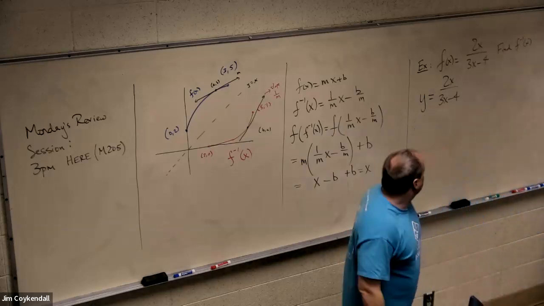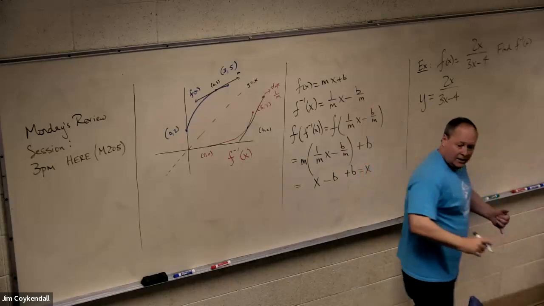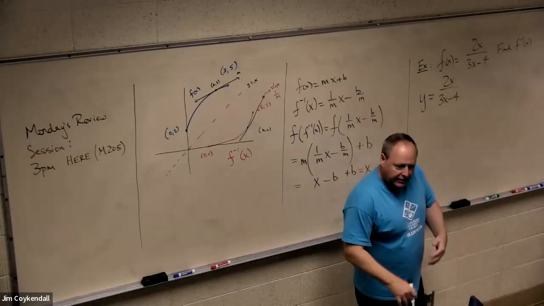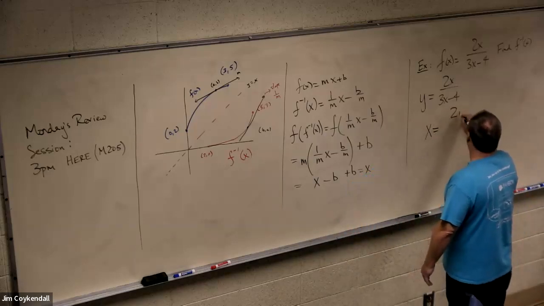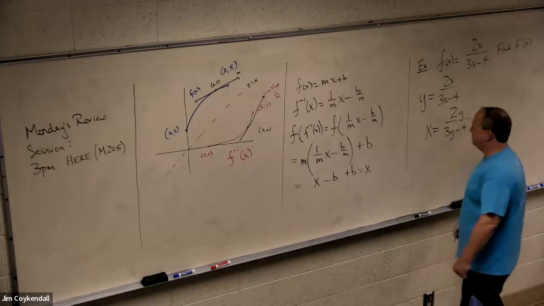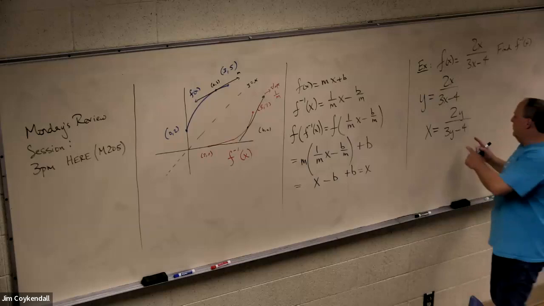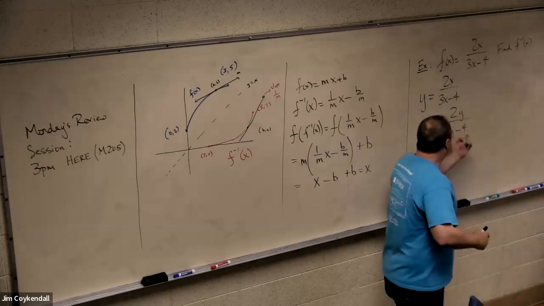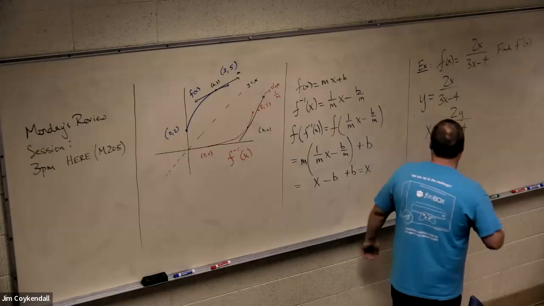So y is 2x over 3x minus 4, right? Okay, step one, reverse the roles of x and y. And now just try to dig around with this and solve for what y is. So I don't know about y'all, but I hate fractions, so I'm gonna multiply both sides by 3y minus 4.